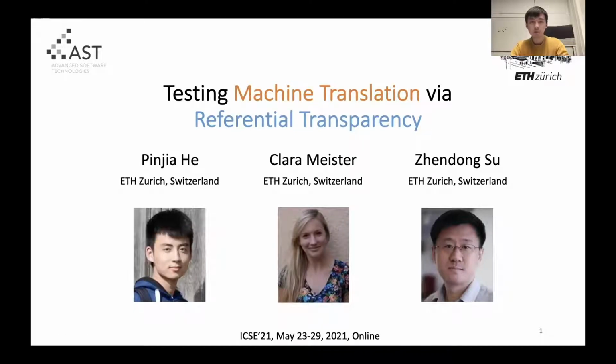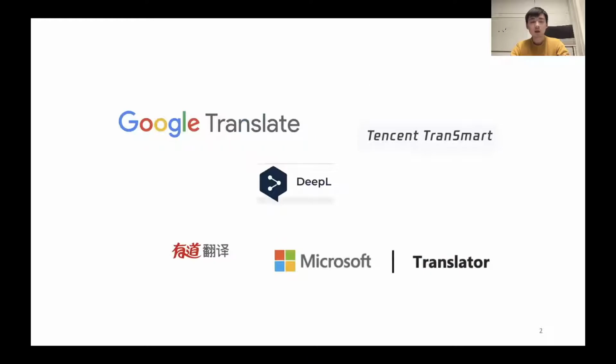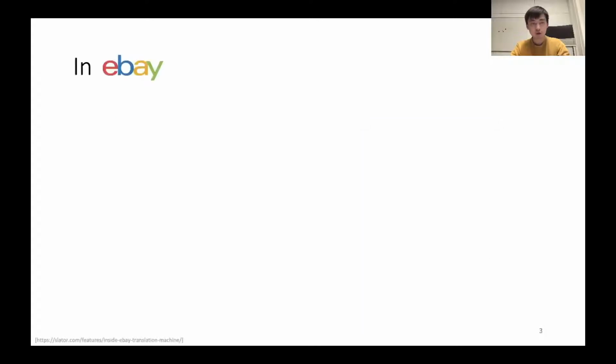In this talk, I will introduce our work testing machine translation via referential transparency. Machine translation has been widely used in our daily lives. Nowadays, we have a lot of machine translation systems, such as Google Translate and Bing Microsoft Translator. Machine translation has also been used in industry.